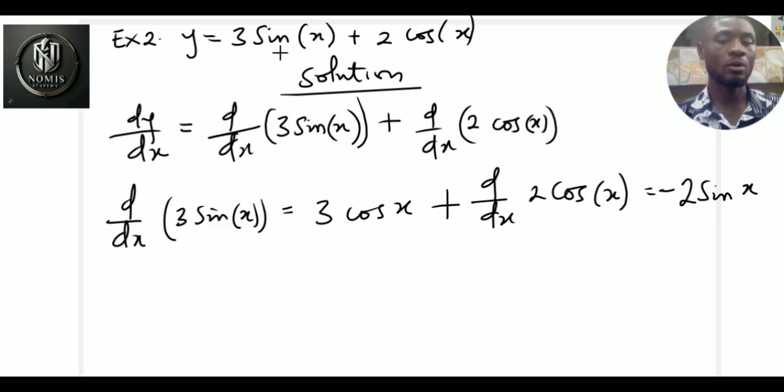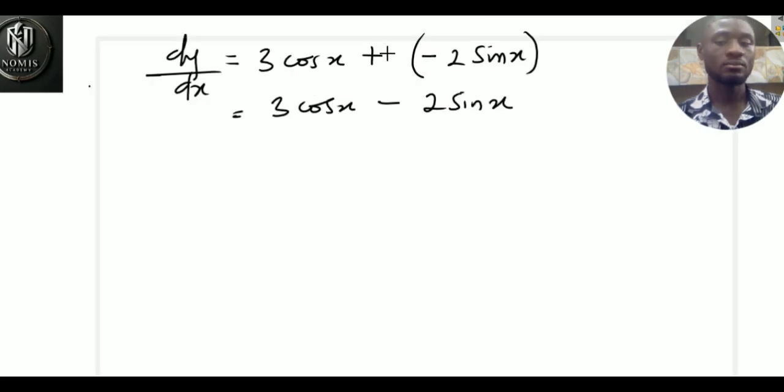So remember what we do. We differentiated sine x and multiplied by 3. We differentiated cos x and multiplied by 2. So it's as simple as that. So this gives us 3 cos x minus 2 sine x.